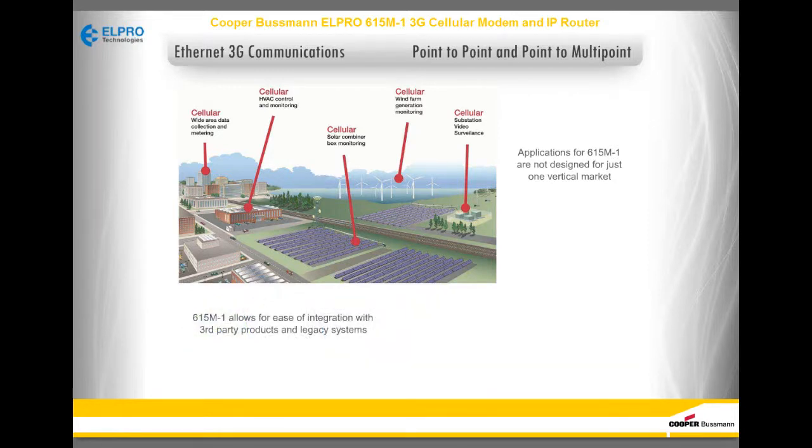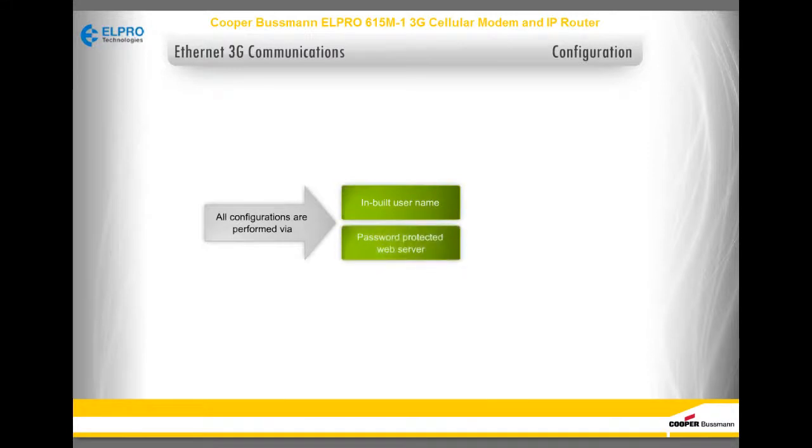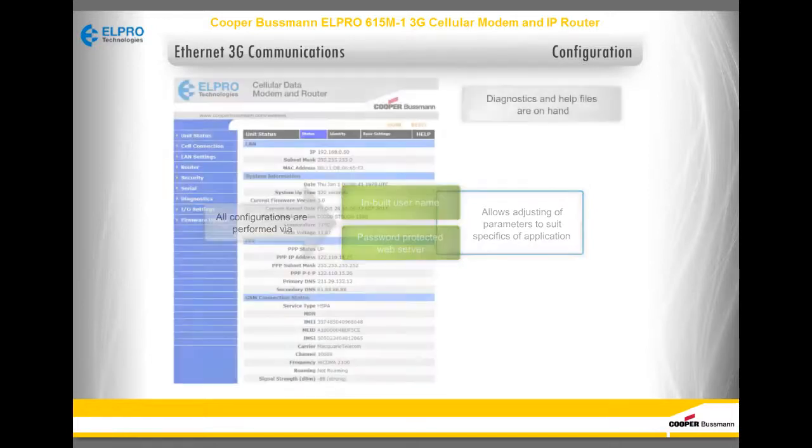The 615M1 allows for the ease of integration with third-party products and legacy systems, providing flexible, adaptable, secure, and reliable communications. All configurations are performed via an inbuilt username and password protected web server, which allows adjusting of parameters to suit the specifics of your application.